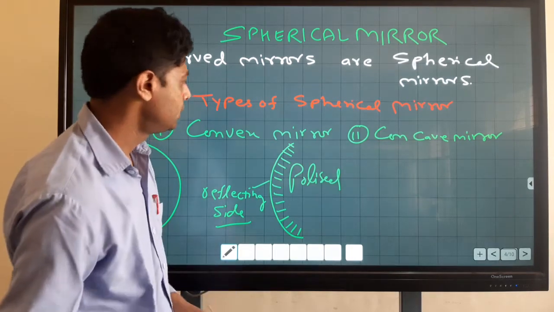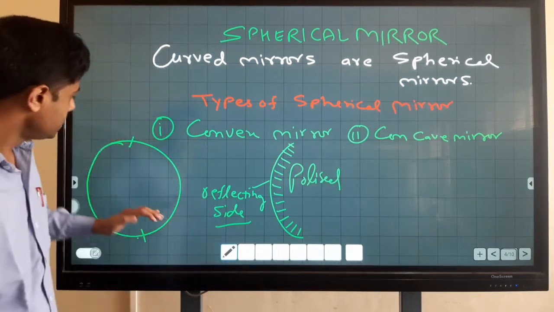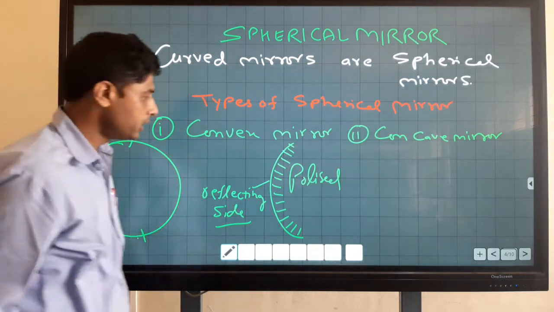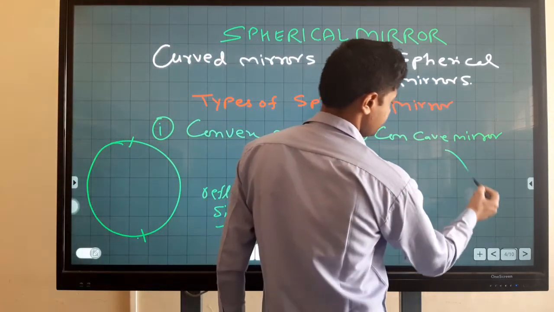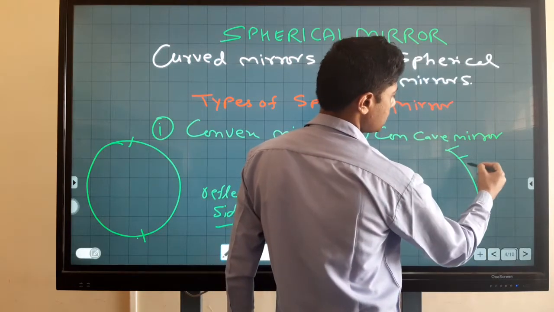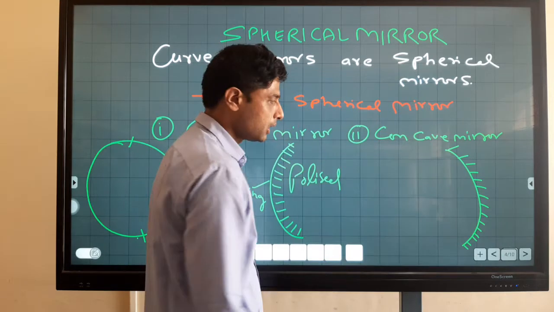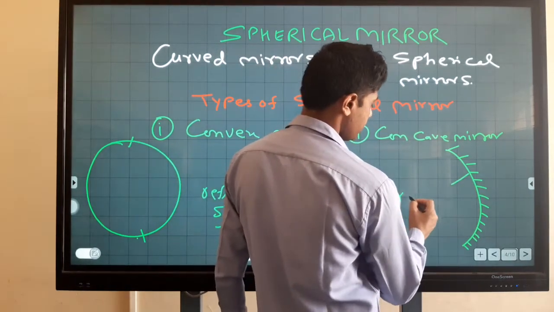Okay, but if you take the same portion of this hollow sphere, but the outer side is polished and the inner side is the reflecting surface.